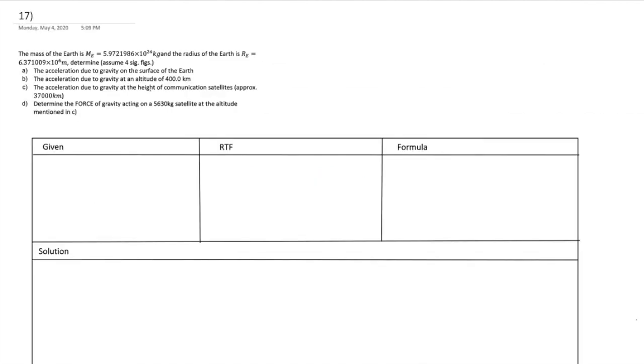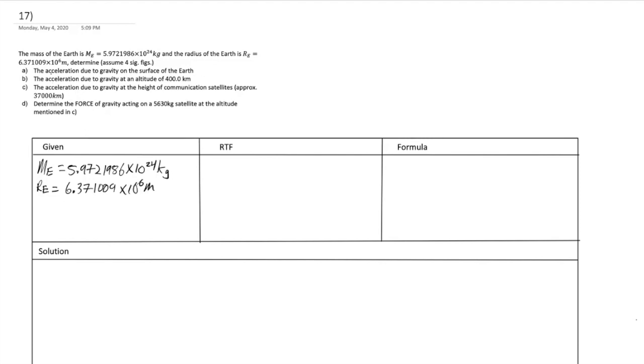The mass of the Earth is equal to 5.9721986 times 10 to the 24 kilograms, and the radius of the Earth is 6.371009 times 10 to the 6. And I realize now that in my previous question, I misremembered this. I put that as an 8 when in fact it's actually a 9. So given, mass of Earth is 5.9721986 times 10 to the 24 kilograms. Radius of the Earth is equal to 6.371009 times 10 to the 6 meters.